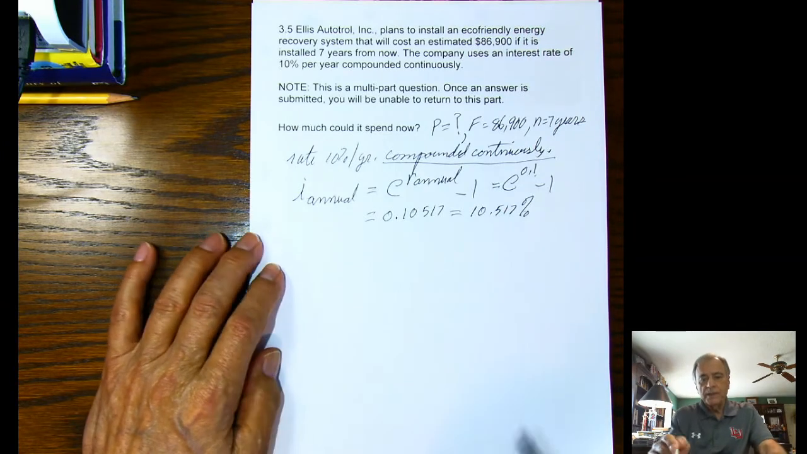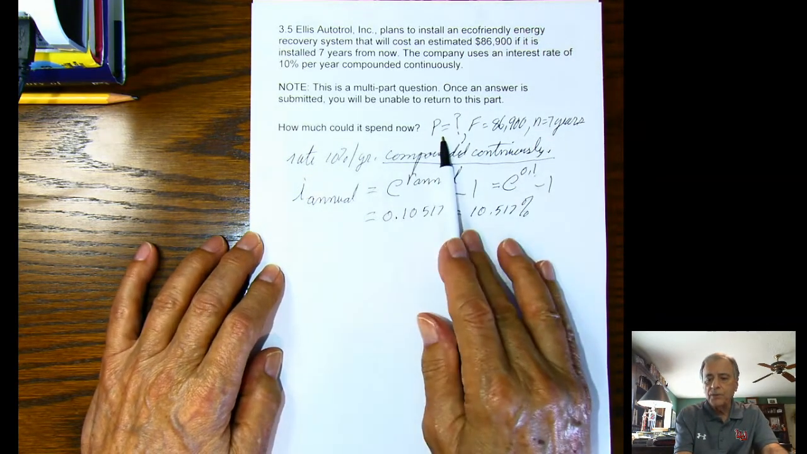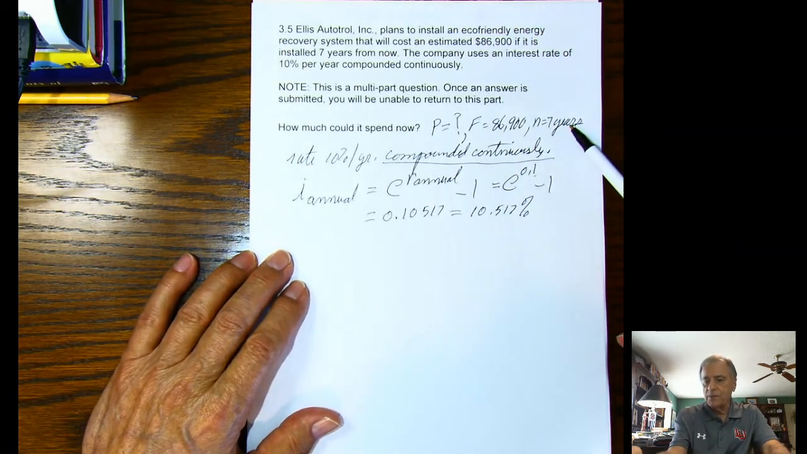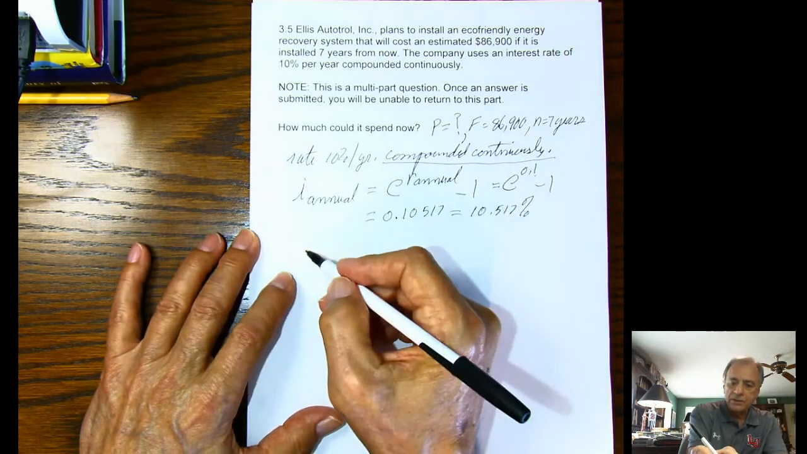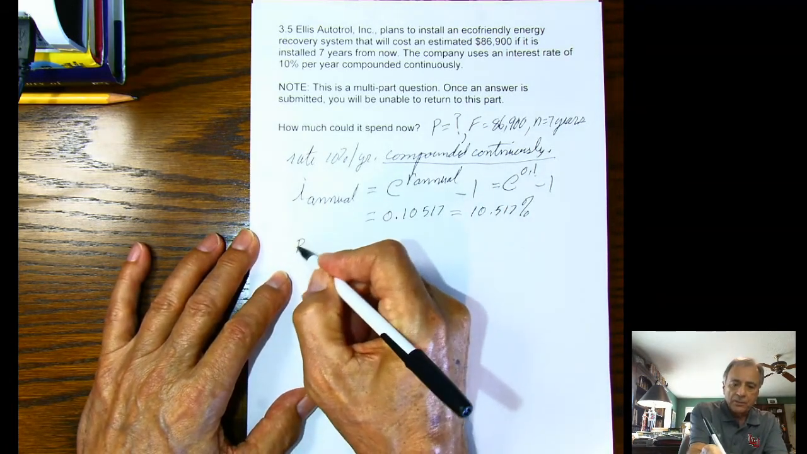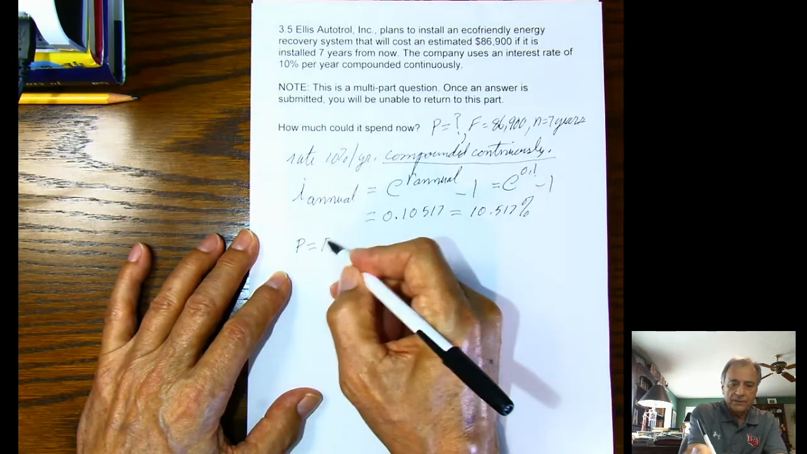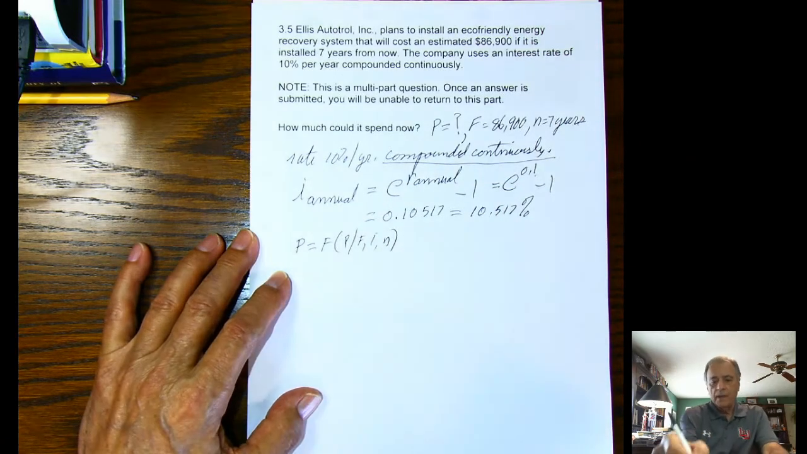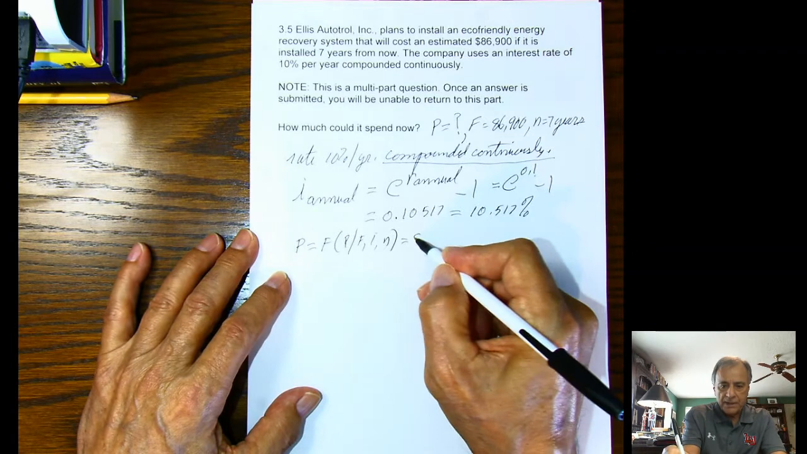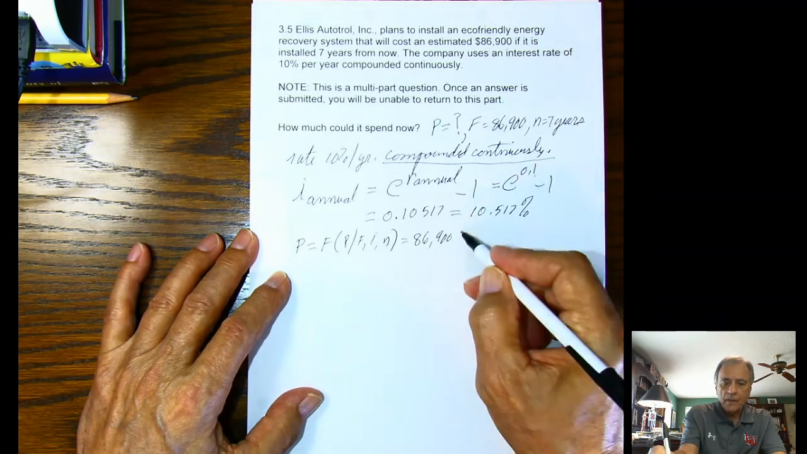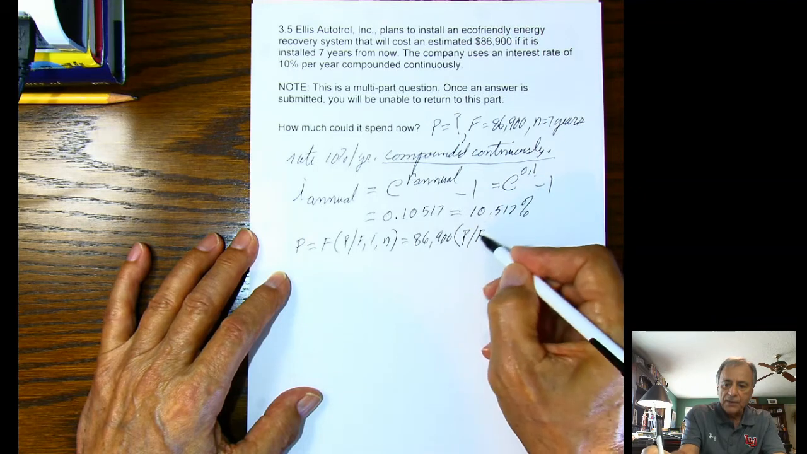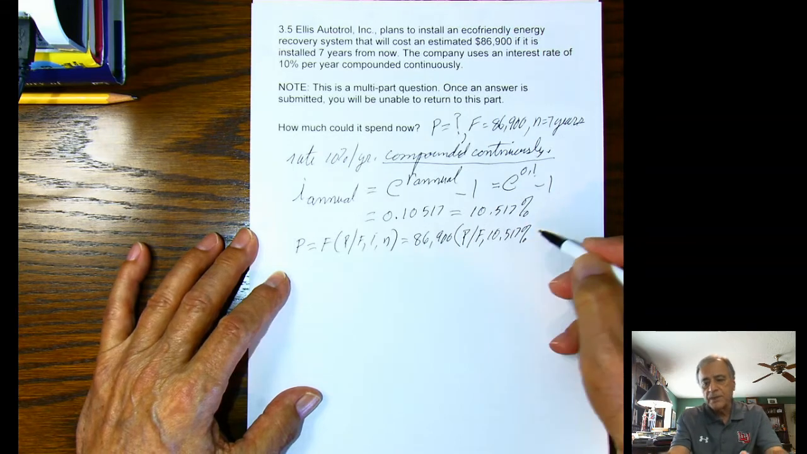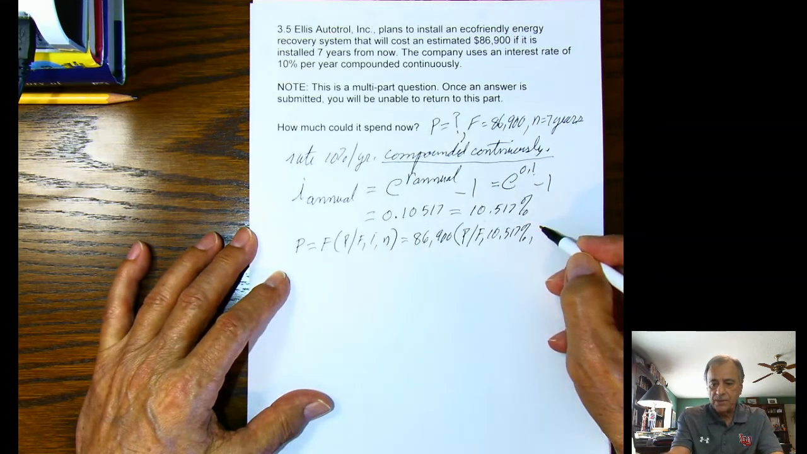So everything we need we have now, and we're looking for present value. We have a future value. That's a single payment kind of problem. We have our number of years and we have our rate, so it's just a matter of plug and chug. Now, present worth is equal to the future value. Find P given F at rate i for n periods. The future value is 86,900. The rate is 10.517%, and that's percent per year, and this is n equals 7 years.